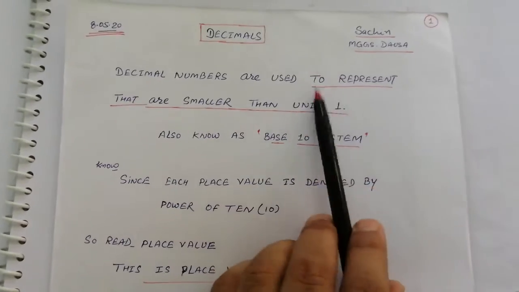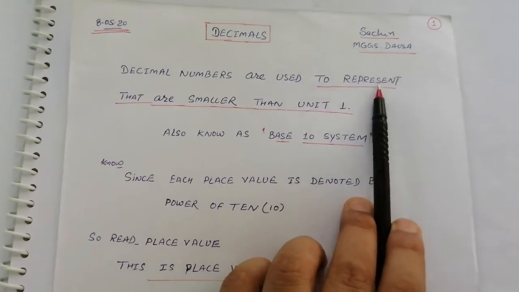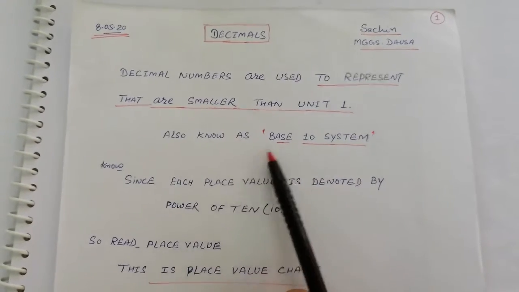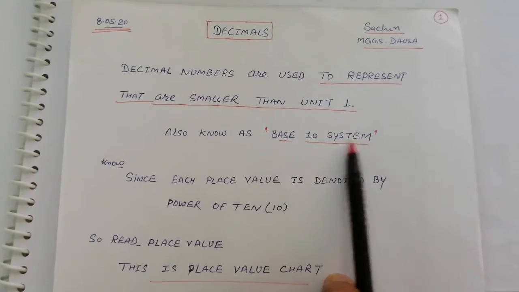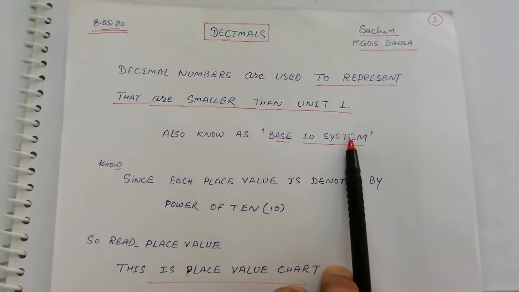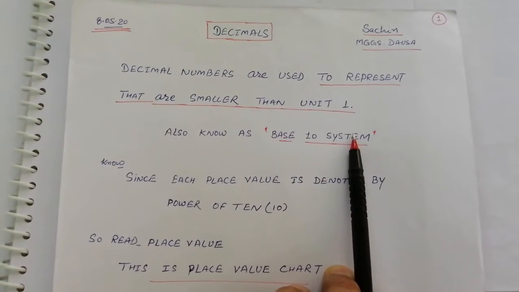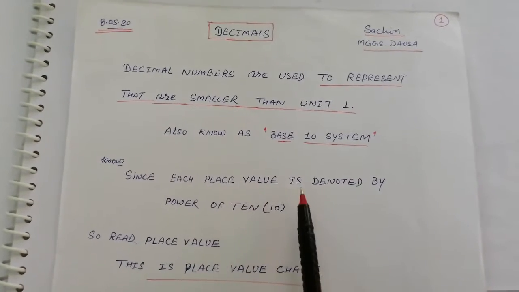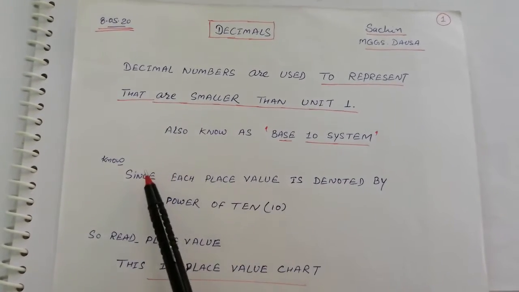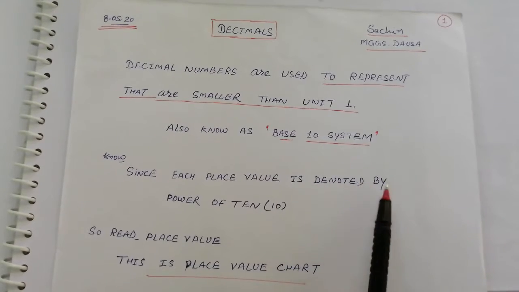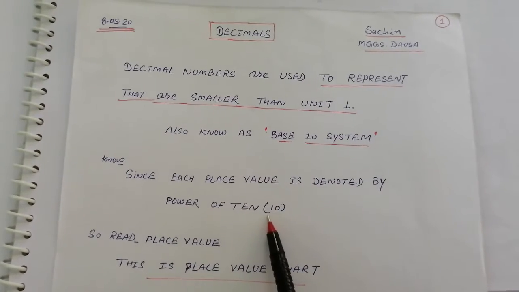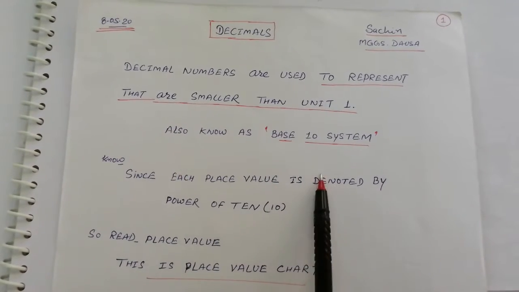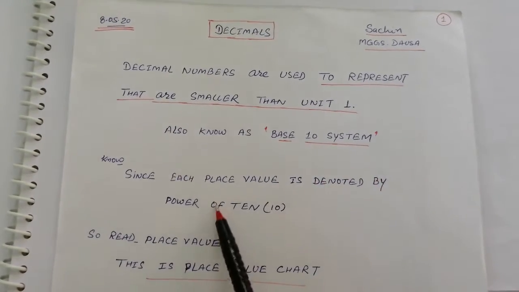Is that clear? Why do we use them? To represent numbers that are smaller than unit 1. This is also known as the base 10 system. It's a new learning. What is the base 10 system? Each place value is denoted by a power of 10. Repeat: each place value is denoted by a power of 10.